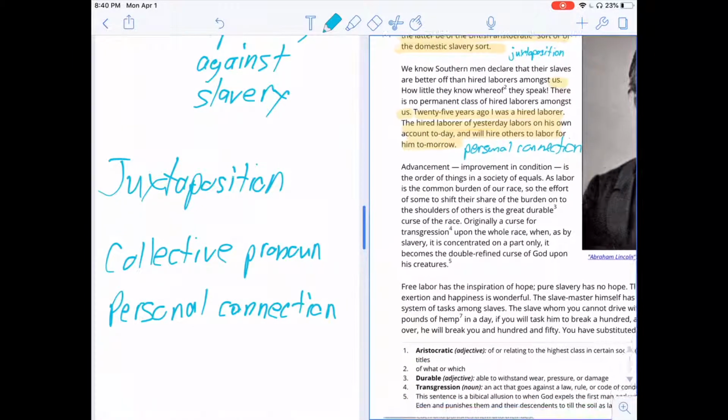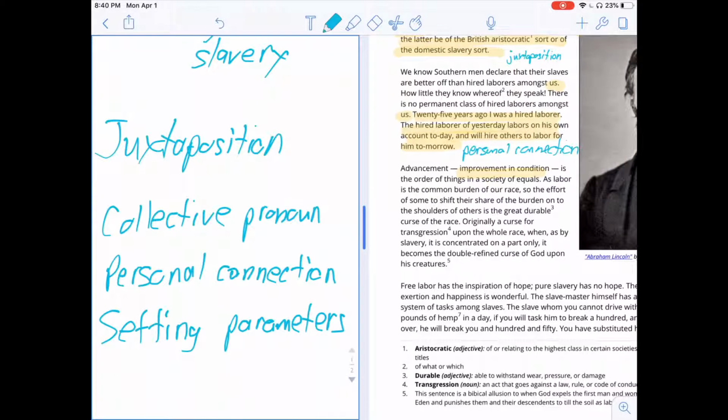Alrighty, let's move on. "Advancement or improvement in condition." Now we can stop this real quick. I'm not sure if it's going to be a reoccurring theme, but it is something to point out that he is putting the parameters on what advancement is to him. So we'll write on our list, setting parameters. "Is the order of things in a society of equals."